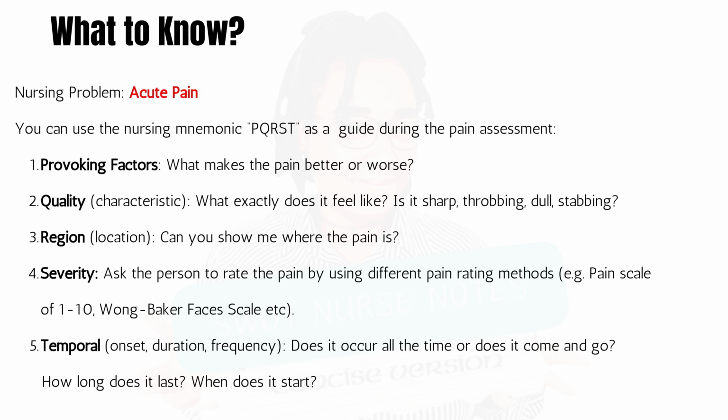5. Temporal. Refers to the onset, duration, and frequency of the pain. Ask, does it occur all the time or does it come and go? Frequency. How long does it last? Duration. When does it start? Onset.